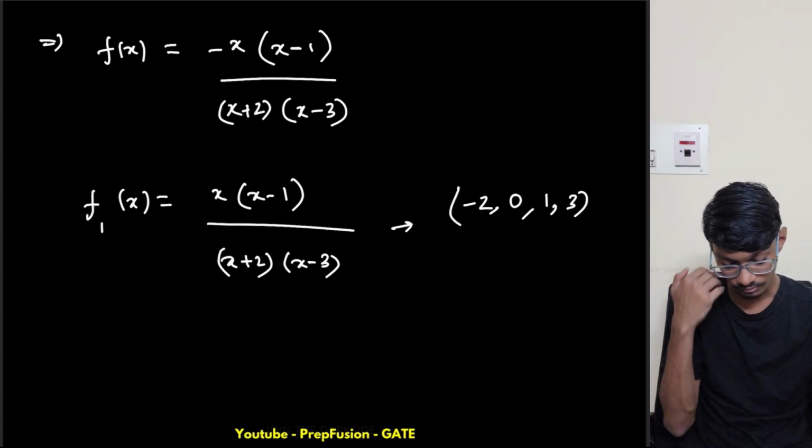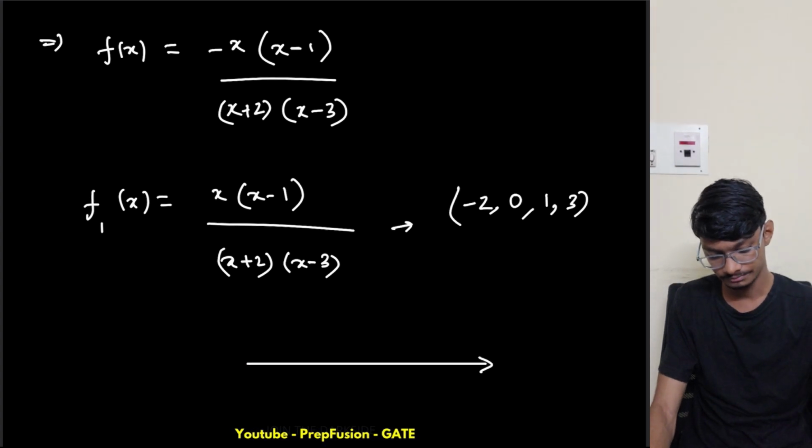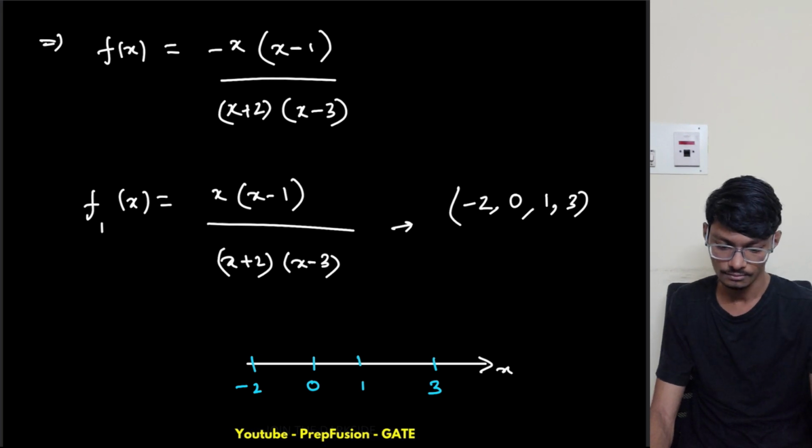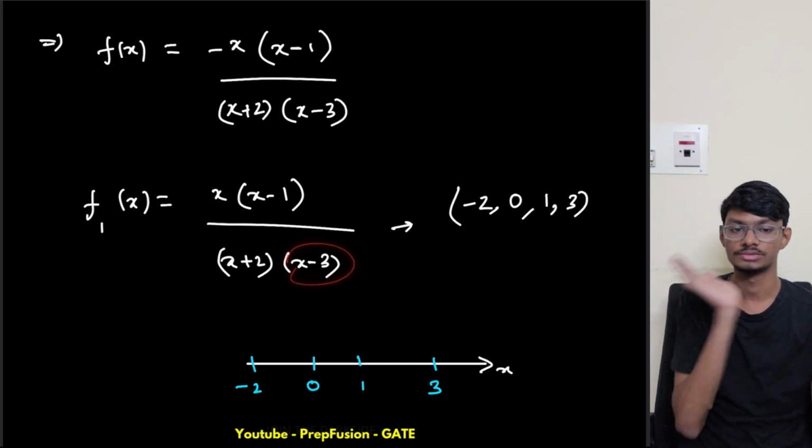Okay, now let me draw the number line. So this is the number line. Let me write the corner points here: -2, 0, 1 and 3. Now what will happen? Obviously, for x more than 3, this will always be positive.